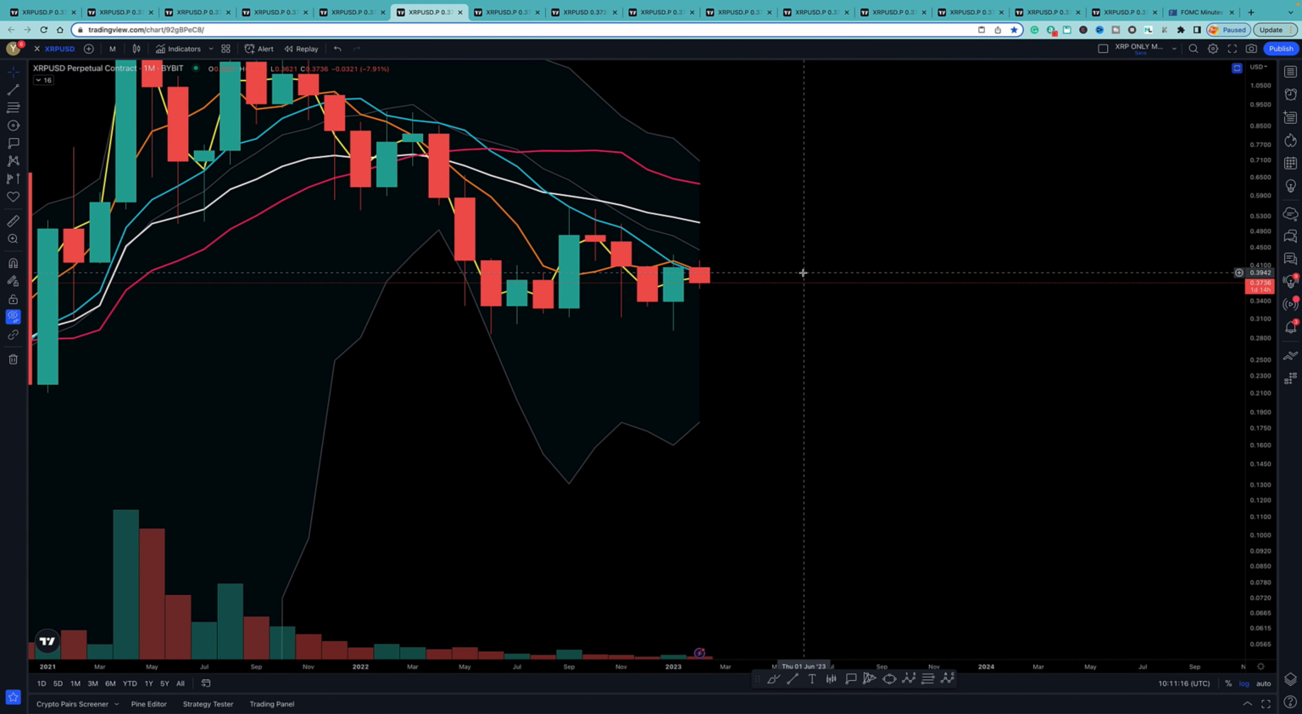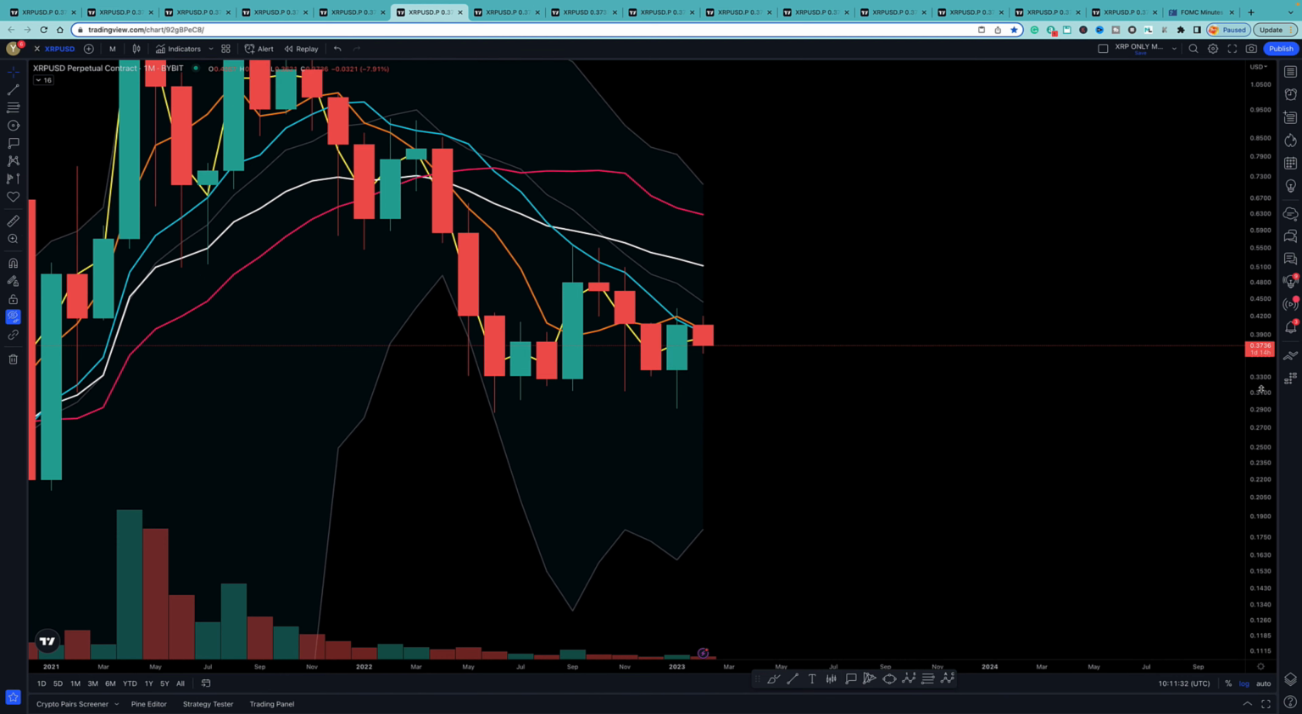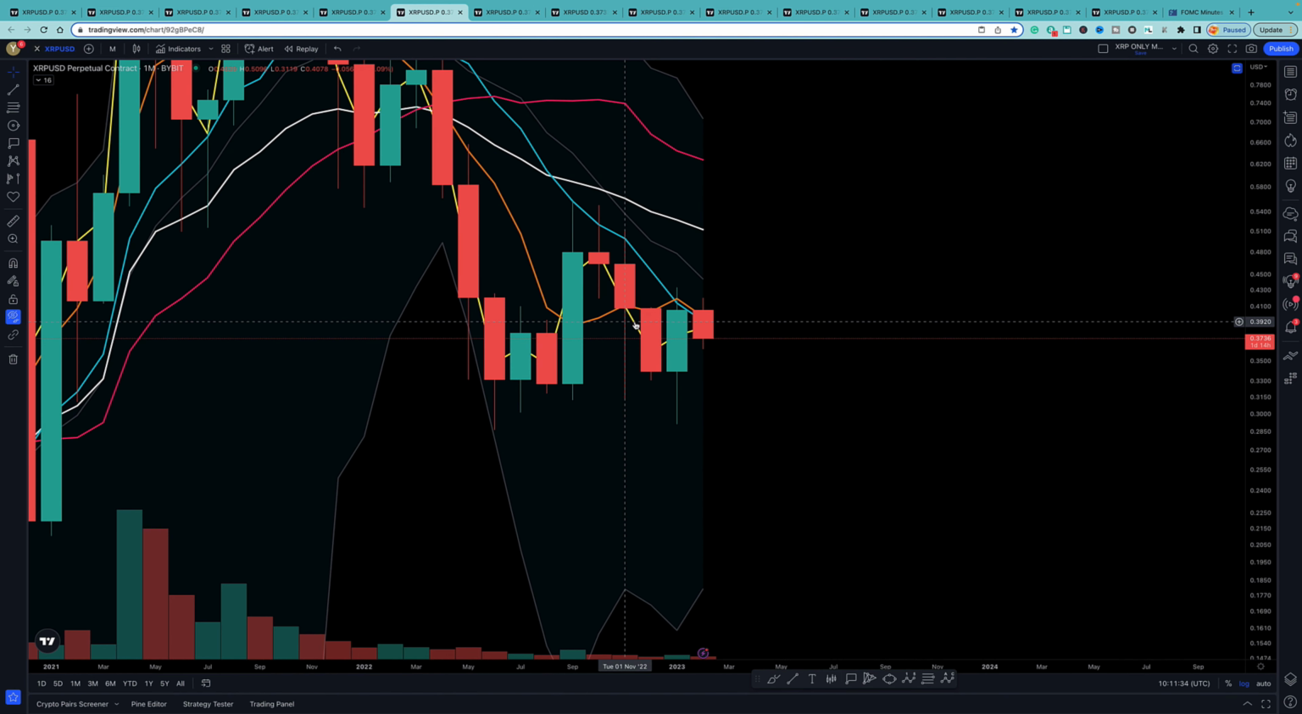You can see that when you zoom out, the price touched the bottom of the Bollinger here, came back up here, and didn't touch the medial line of the Bollinger on the monthly. But again, if we get a rejection here, the bottom of the Bollinger down here on the monthly is 80 cents.